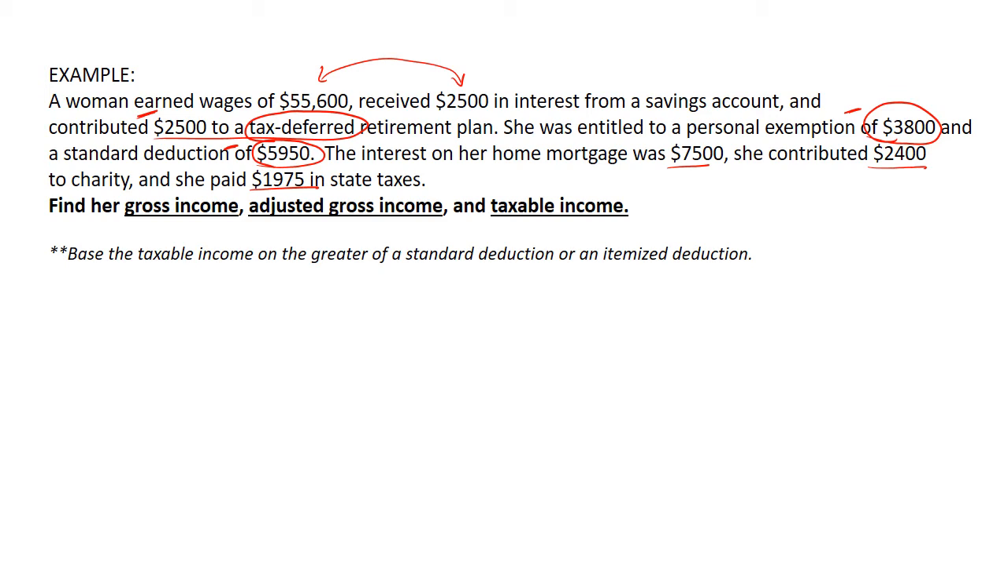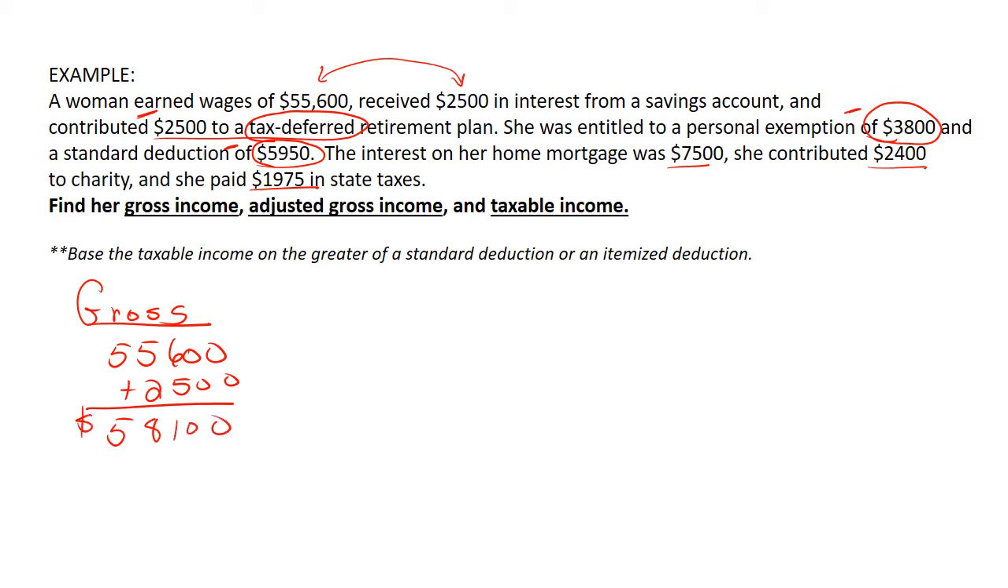First, the gross income amount. The gross is just her total income. So her earnings, $55,600, plus the interest that she earned would be her gross. So her gross income is $58,100. Now we want to do the AGI, adjusted gross income. We will take her gross that we got from the first answer, and we will subtract any of the tax deferred money. So we have $2,500 subtracted, and this gives us an AGI of $55,600.